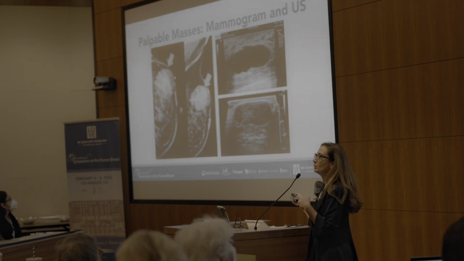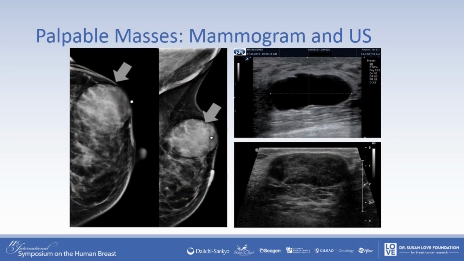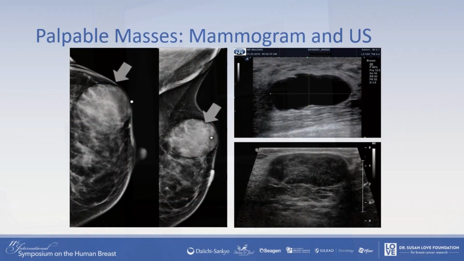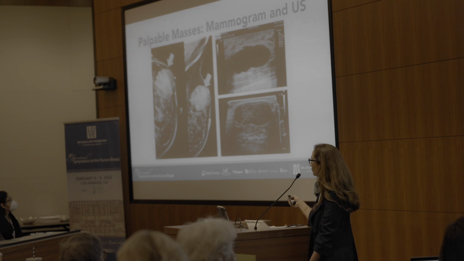Whenever a person comes in with a palpable lump, we put a BB on the skin over the mass and do a mammogram. Here we see a white mass on the mammogram. We don't know if it's a cyst or solid. We need the ultrasound to tell us what it is.